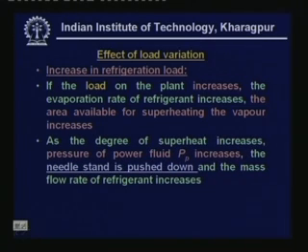The degree of superheat increases means the pressure of power fluid Pp increases. Why does Pp increase? Because once the degree of superheat increases, the temperature at the exit of the evaporator Ts increases, and this temperature is sensed by the feeler bulb. That means the feeler bulb temperature increases. Once the feeler bulb temperature increases, the power fluid stored inside the feeler bulb, its temperature also increases. Once the power fluid temperature increases, its pressure increases.